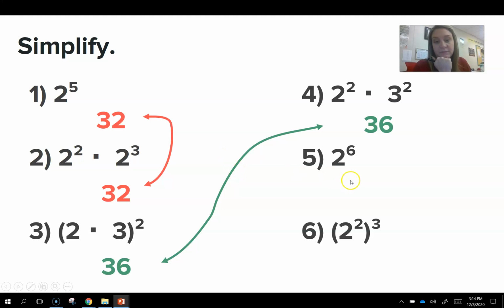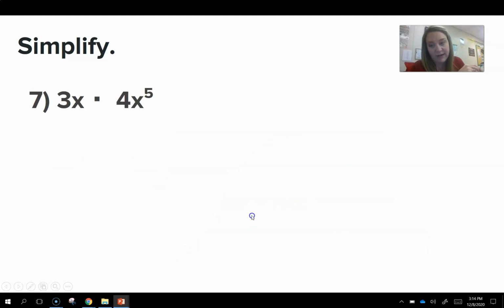All right? And then here we have 2 to the power of 6, and then we have 2 squared, and then it's being cubed. So 2 to the power of 6 is equal to 64. 2 squared is 4. 4 cubed is 64. Okay, so those also end up being the same thing. So if I have a power to a power, I can multiply those exponents to simplify it, and that's the same thing as saying 2 to the power of 6.